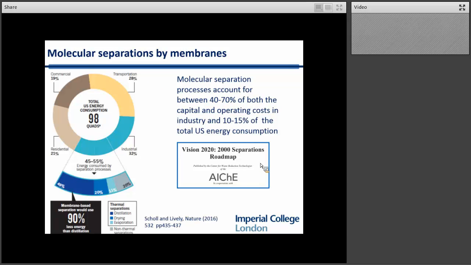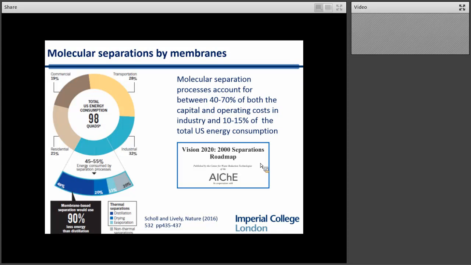Just to give you a feel for the importance of this topic, I want to share with you some information on the energy consumption in the United States. The American Institute of Chemical Engineers estimate that molecular separation processes, the kinds of things that I've been talking about, account for between 40 to 70% of the energy costs in industry.